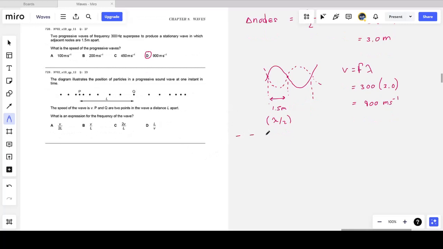The next question is number 729. It's from the summer 2019 exam. It's from question paper 1, variant 2, and it's question 23 from that paper.